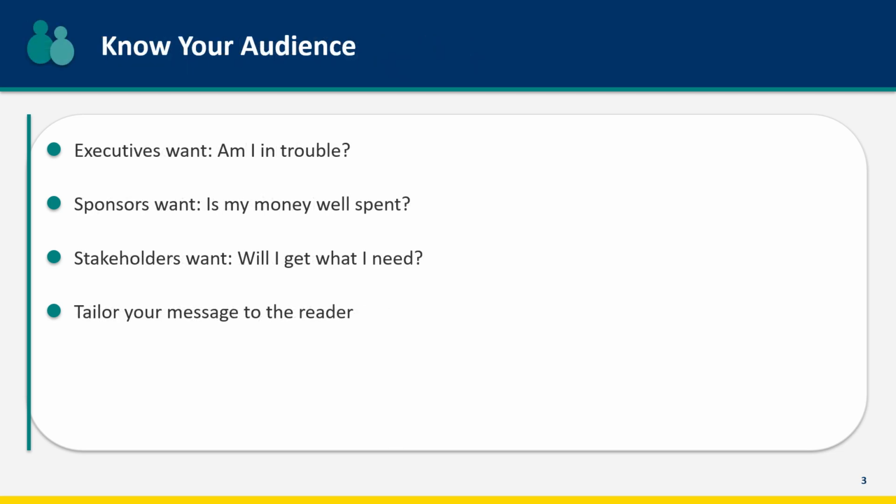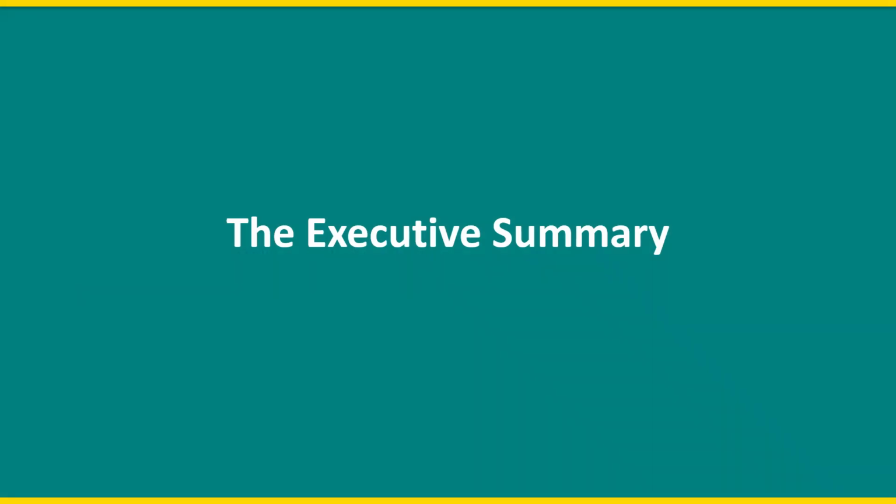Different audiences have different questions. Executives want to know, am I in trouble? Do I need to intervene? Project sponsors want to know, is my investment on track? Am I going to get the value I expected? Stakeholders want to know, will I get what I need when I need it? Tailor your status report to answer the questions your specific audience is asking. The CEO doesn't care about task-level details. The team lead might. For executive audiences, the executive summary is everything. If they read nothing else, they should read this and understand the project status completely.